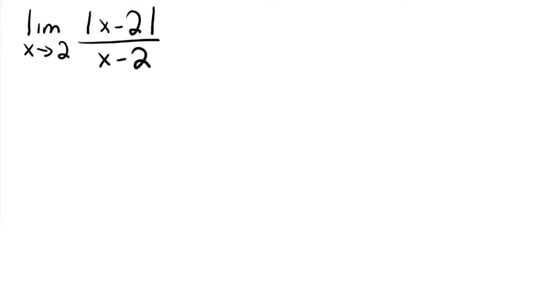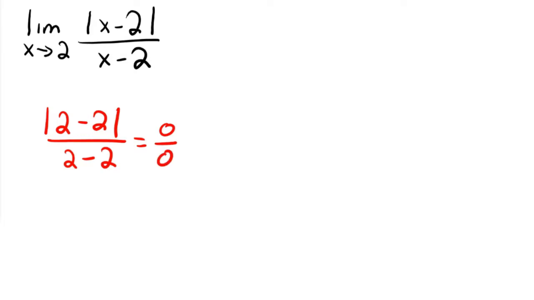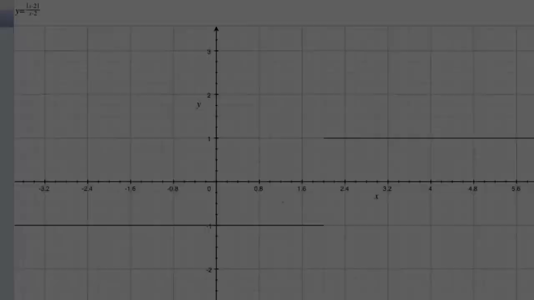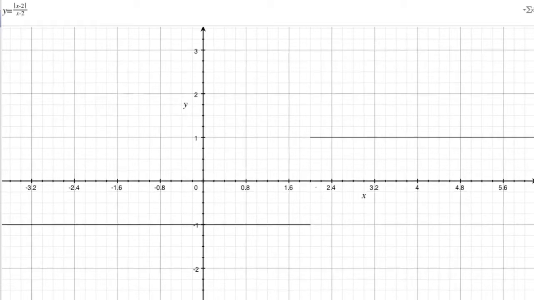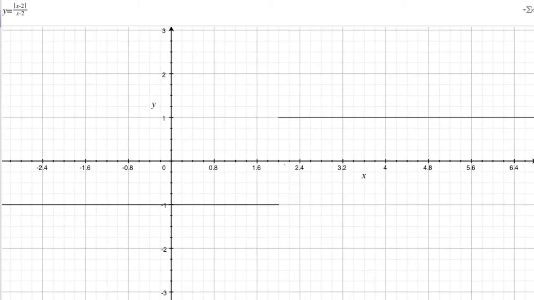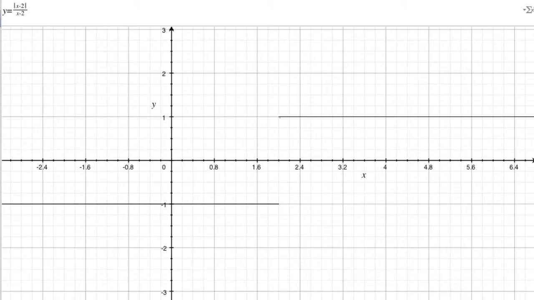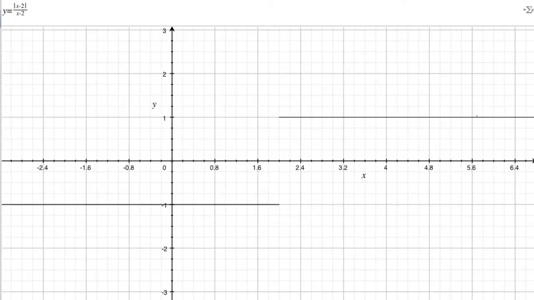Okay, let's look at another interesting function. You'll notice that this function also, if you try to plug in 2, is undefined, 0 over 0. So let's take a look at the picture. If you graph this guy, you'll notice that when x is greater than 2, so 2 is right there, this function is equal to positive 1, but when x is less than 2, this guy equals negative 1.